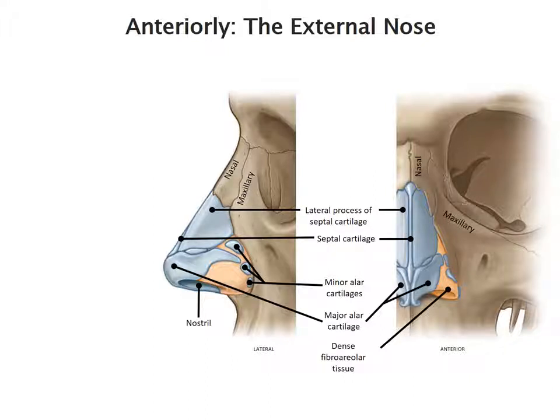All of the cartilages of the nose are made up of hyaline cartilage. In the midline is the septal cartilage, which runs straight down the middle of the nose. Just laterally to the septal cartilage are two lateral processes. And the various alar cartilages help to keep the nares open. If an individual receives a nose piercing, the piercing is done between the minor alar cartilages and the major alar cartilages in this region here.